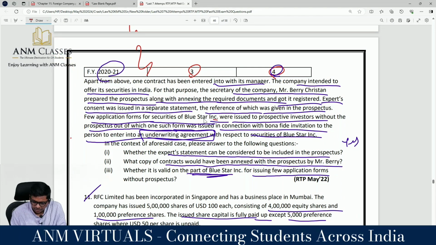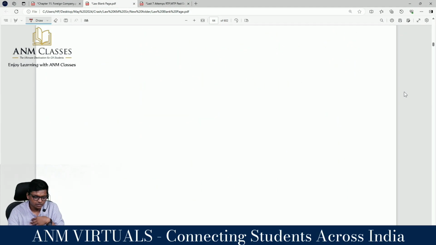So here look at this. Forms were issued to prospective investors without the prospectus, out of which one form issued was with respect to underwriting. That underwriting alone is fine, everything else is not fine. Are you understanding, guys? Clear? With this, we are done with foreign company. Recording students, bye bye. See you in the next video.